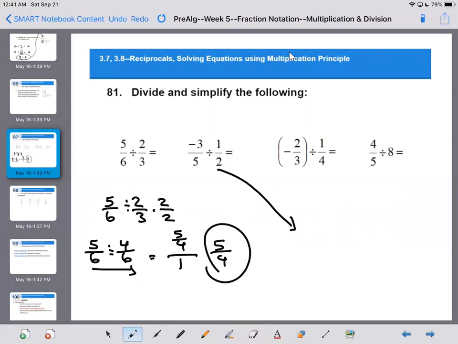And then let's look at this one. We've got -3/5 divided by 1/2. Well, we could use the reciprocal rule on this one. We could say -3/5 multiplied by the reciprocal, which would be 2 to 1. And that answer would be -6/5. So a couple methods there when you're looking at dividing fractions. You can use the reciprocal rule, or you can look at getting a common denominator.